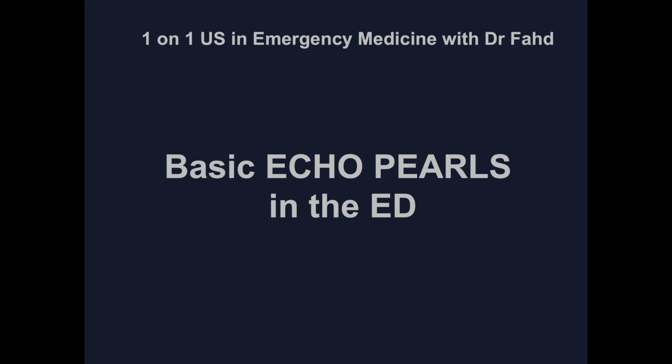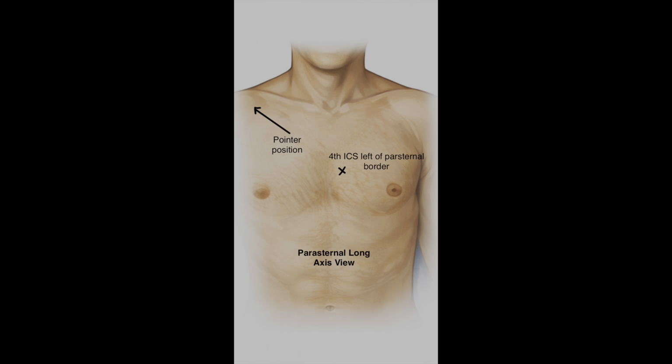Today, I will go through with you 5 essential views: parasternal long axis view, parasternal short axis view, apical four chamber view, subcostal view, and the last view is for inferior vena cava. Let's start with parasternal long axis view.